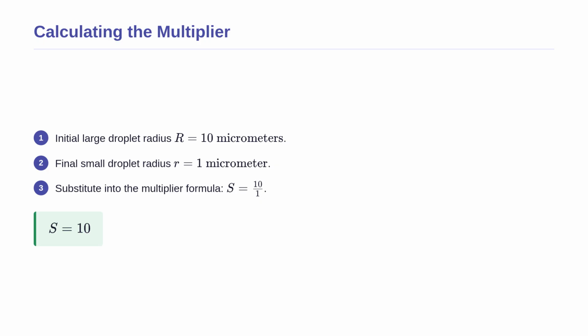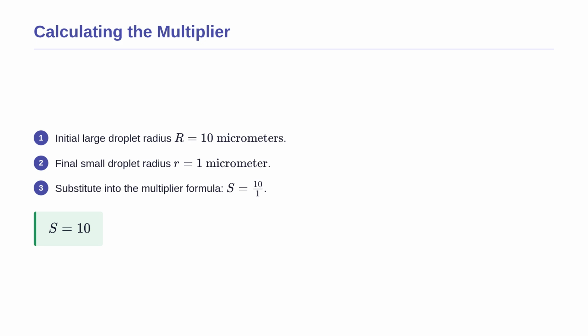Let us calculate this multiplier using our previous numbers. We are given the same initial large radius of 10 micrometers and the final small radius of 1 micrometer. We want to find the surface area multiplier to see exactly how much the bile helped the digestive process. We choose the multiplier formula because it gives us a direct comparison between the before and after states.